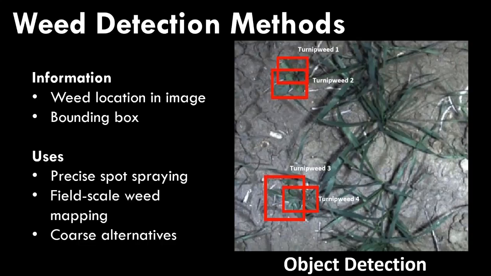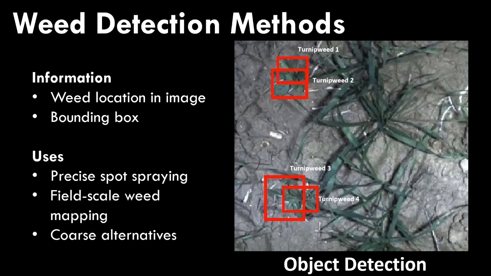Then we have object detection. This is an algorithm that provides more information on the location of that weed or that plant. So now we know there are 4 different turnip weeds within this image, and we have the bounding box that goes around each of those weeds. So now we have that more precise information on where that weed is located.